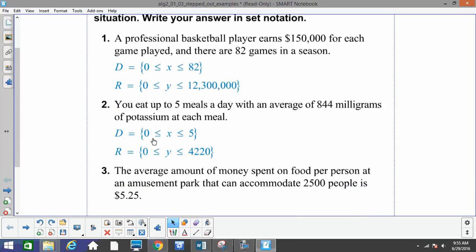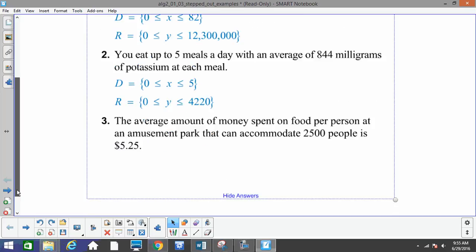For number 2, domain would be between 0 and 5. Your range between 0 and 4,220. And the reason that you got that was just 5 times 844. And on the last one, 0 to 2, between 0 and 2,500, and between 0 and 13,125 for the range.